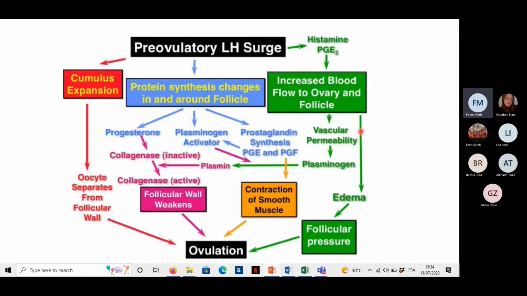We will have the follicular edema also, as we have said, like water retention surrounding the ovary that will lead to a follicular pressure. Okay, but mostly the ovulation is due to the weakening of the follicular wall and the contraction of the smooth muscle cells.